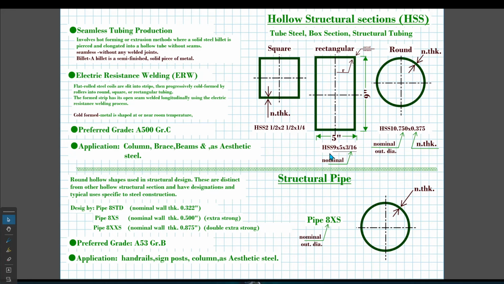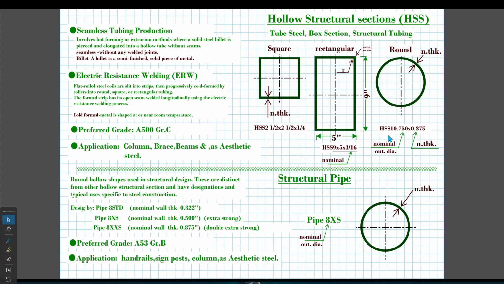rectangular section. I am denoting it by HSS 9 by 5 by 3/16. 3/16 is the nominal thickness, and 9 and 5 are the longer side of the tube and the shorter side of the tube. The third one is the round HSS.